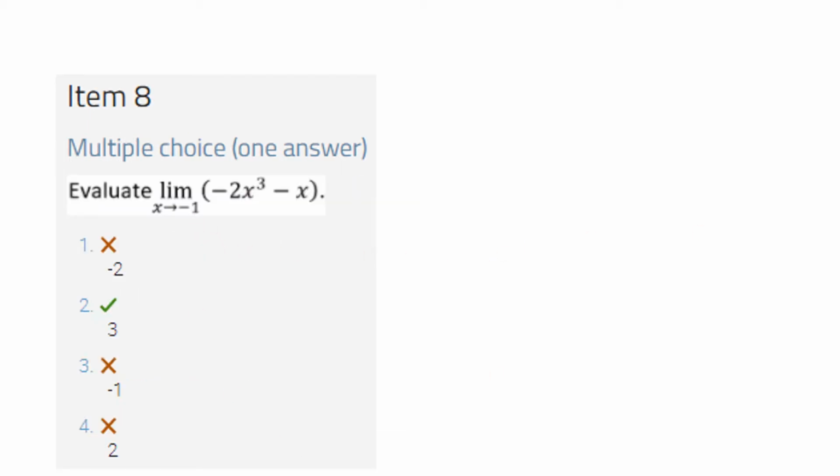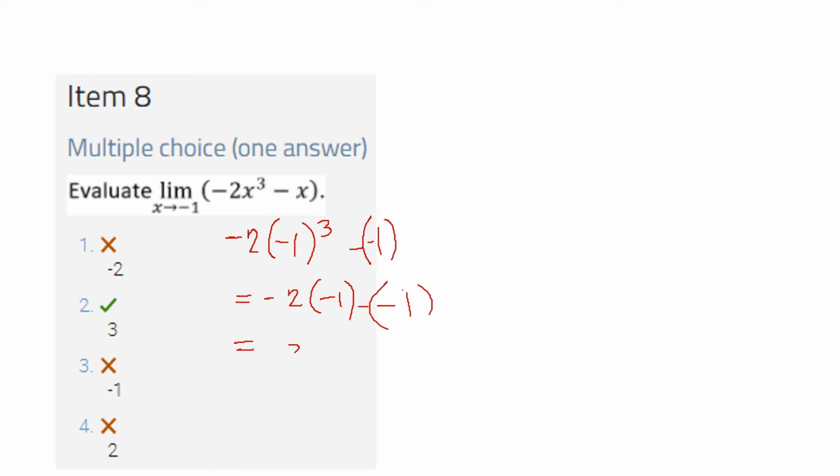When we substitute -1 on the given, -2 times the cube of -1 minus 1 is -2 times -1 minus 1. Negative and negative, we have positive. So this must be minus -1. So minus -1, so we have positive 3, positive 2, we have positive 2 plus 1 will give us 3. So the answer is the second option.